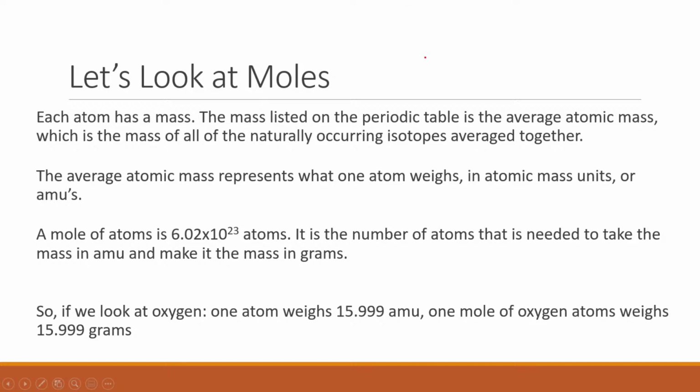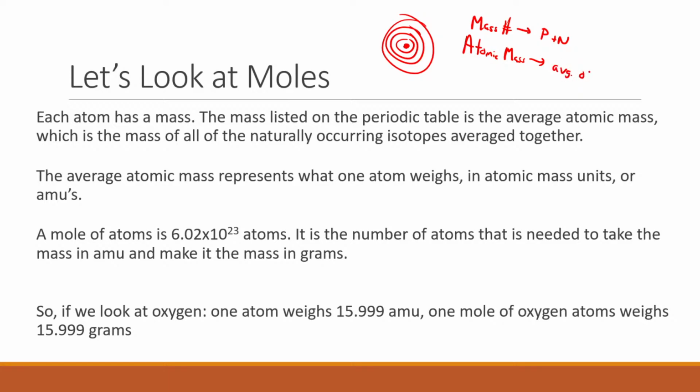Now, today we're going to look at the idea of a mole, which is more than just the animal in the ground, right? This is a unit. It's a word that means a number. We know that an atom, if we look at any given atom, has a mass number, which is the number of protons and neutrons together. We also know that every element has an atomic mass, and that is the average of all isotopes for that element.